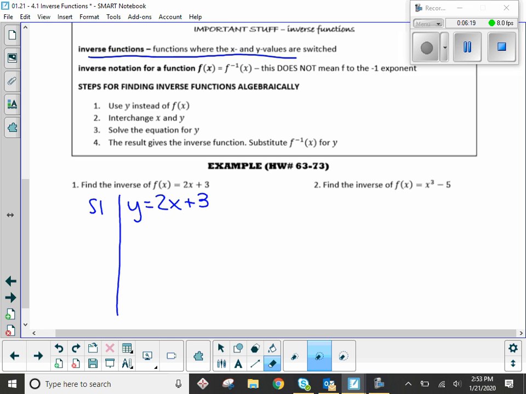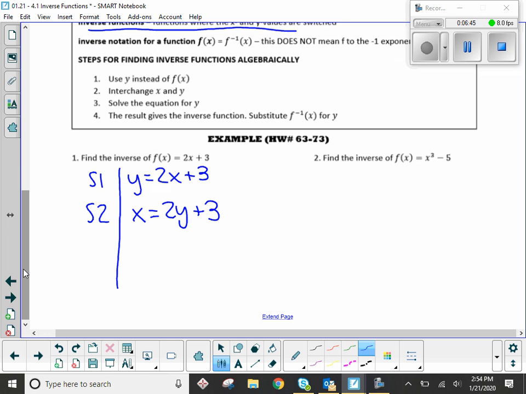So what that's going to look like here, this is not a table, obviously. It's an equation. But the idea of switching the x and the y is still exactly the same. Everything else is going to stay. The 2 is going to stay there. The 3 is going to stay there. But what you're going to do is literally switch the x and y. Everything else stayed the same. Y equals 2x plus 3 just became x equals 2y plus 3.